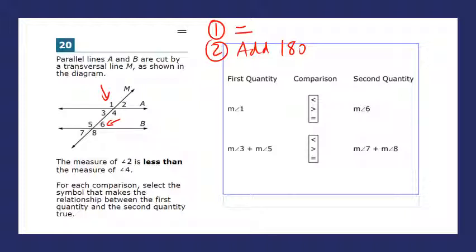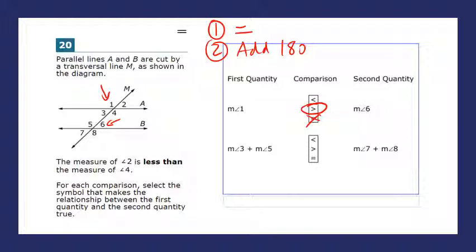Now what we need to make sure that we understand here is the difference between acute and obtuse angles. We know that they are not equal, so it definitely can't be equal to each other, but now we just need to consider which one is bigger than the other. So angle 1 is an obtuse angle, which means it's bigger than 90 degrees, and angle 6 is acute. So that means angle 1 is going to be greater than angle 6. So there's the first comparison done.